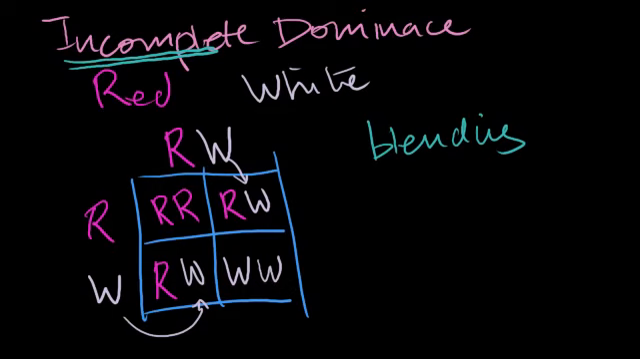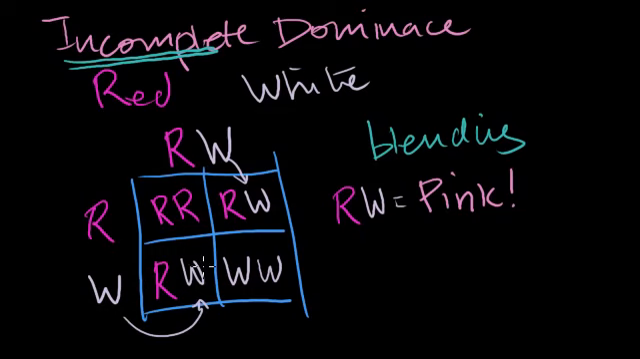But let's say that a heterozygous genotype, so let me write that down. Let's say that when you have one R allele and one white allele, this doesn't result in red. This results in pink. So this is what blending is. It's kind of a mixture of the two.